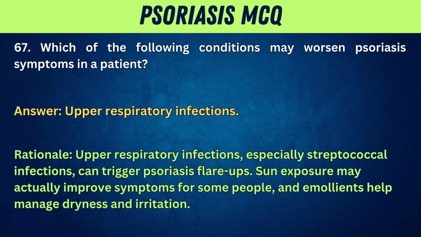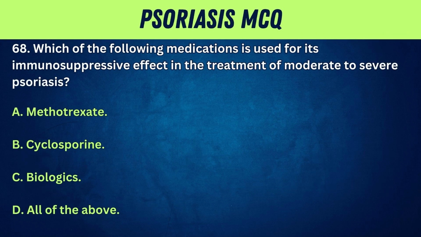Answer: upper respiratory infections. Rationale: upper respiratory infections, especially streptococcal infections, can trigger psoriasis flare-ups. Sun exposure may actually improve symptoms for some people, and emollients help manage dryness and irritation. 68. Which of the following medications is used for its immunosuppressive effect in the treatment of moderate to severe psoriasis? A. Methotrexate. B. Cyclosporin. C. Biologics. D. All of the above.